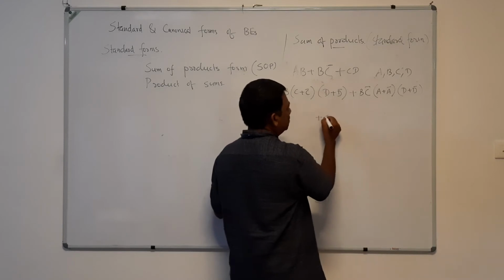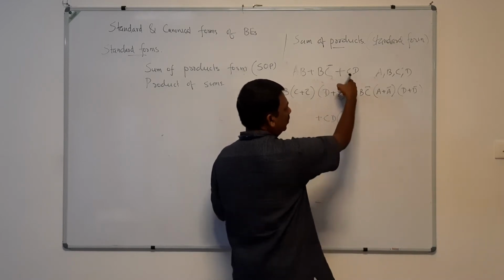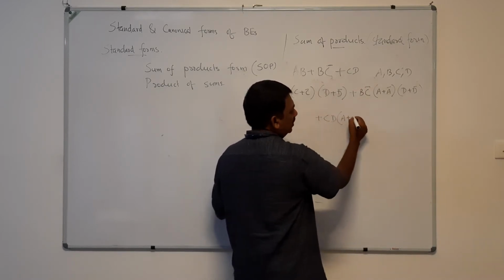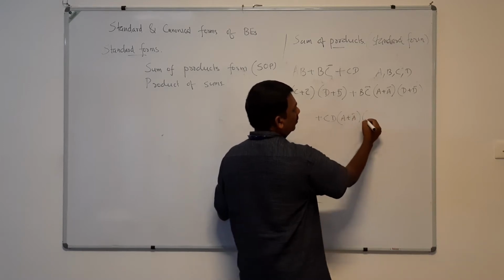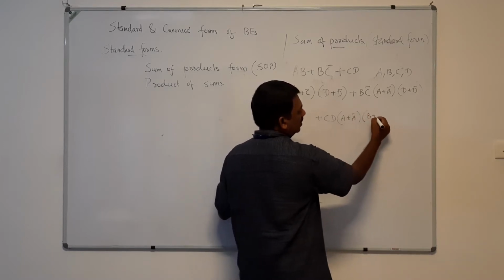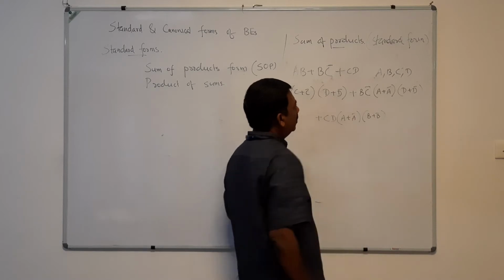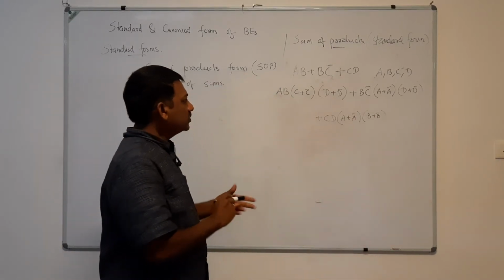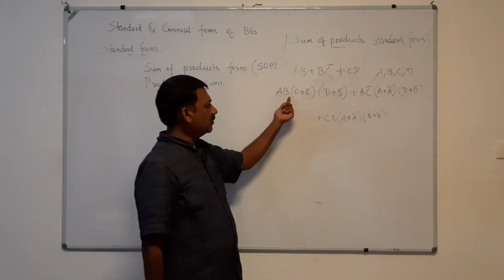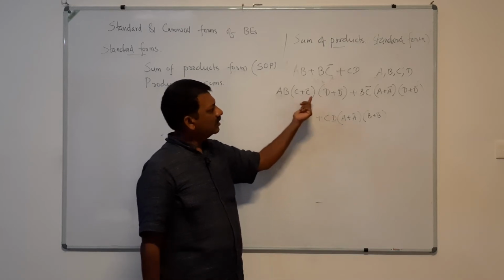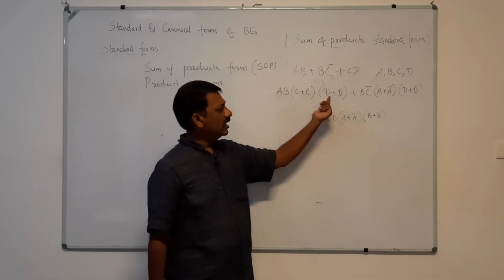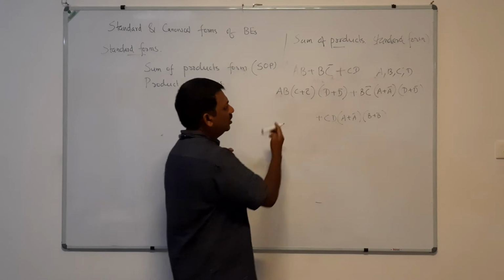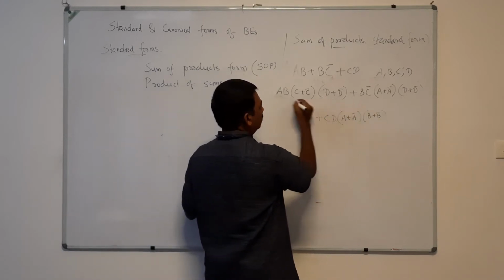Plus CD into A plus A bar into B plus B bar. And after that, you have to simplify this. That means this becomes ABC plus ABC bar, then that has to be multiplied with D and D bar. I'll show you this one.